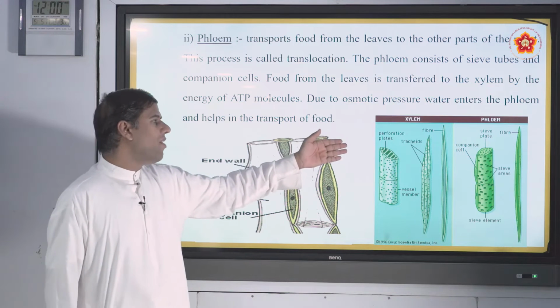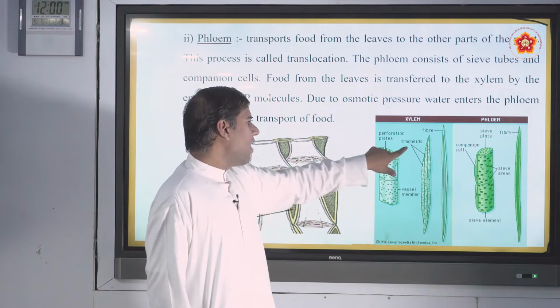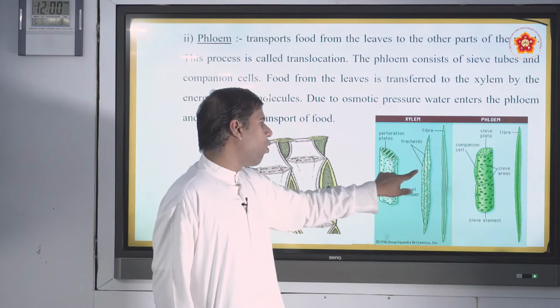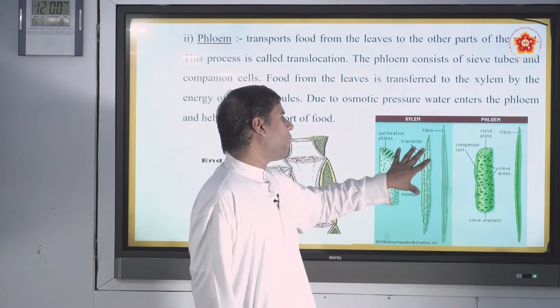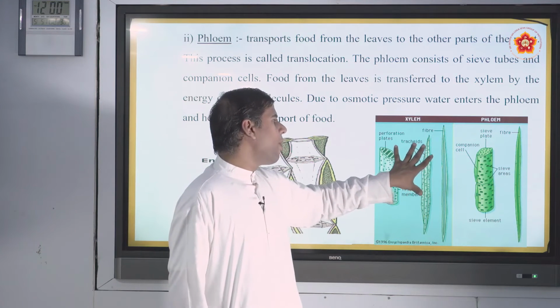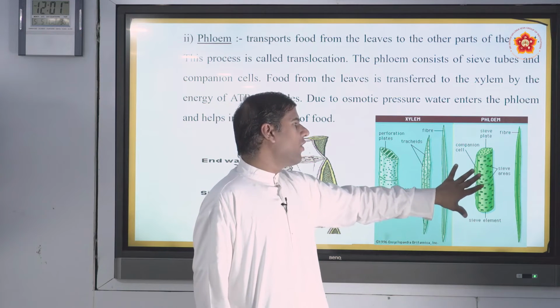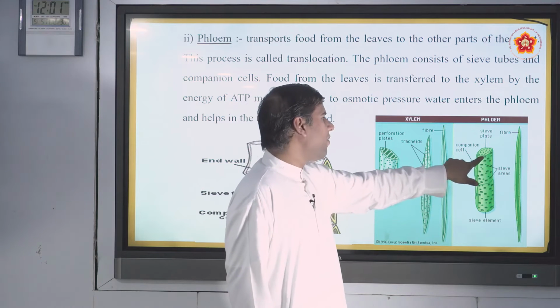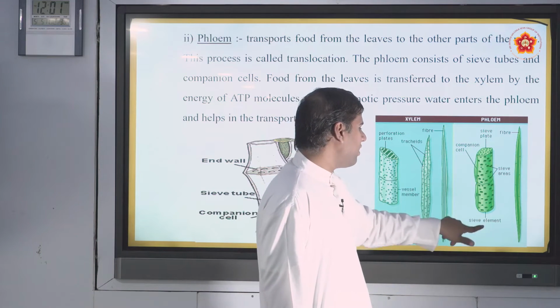So here you have the xylem, and you see the tubes. There are perforation plates here and the tracheids, which transport water and minerals from one part to the other. Here you have the phloem, which transports all the food material from one part to another part. So you have the sieve plate. If you see this fiber over here, these are sieve areas, the companion cell and the sieve elements.